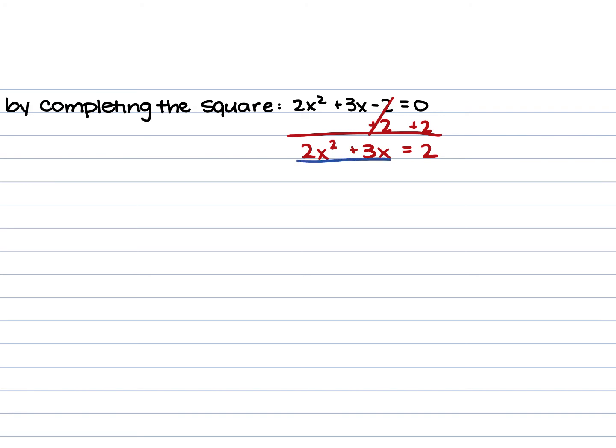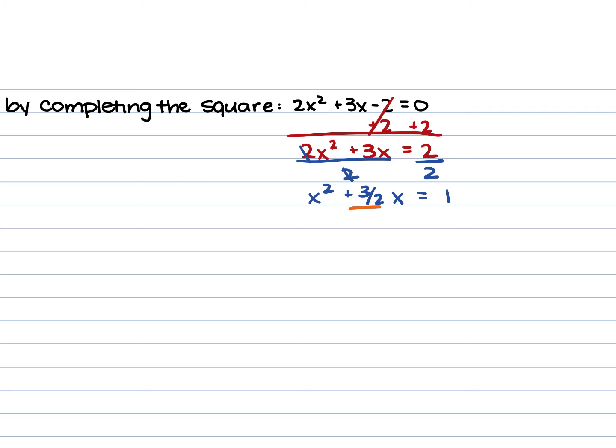From here, we're going to divide by 2 on each side. This cancels out the 2 in front of the x squared, which is what you need to happen. The 3 divided by 2 is going to stay 3/2 x, and 2 divided by 2 is 1. So we're working with x squared plus 3/2 x is equal to 1.